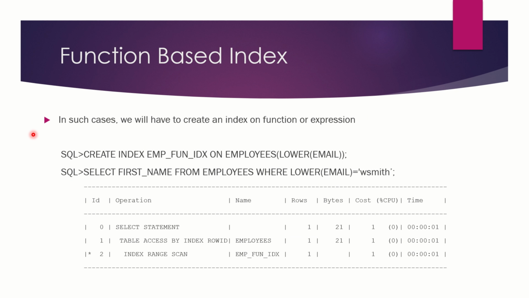So the solution for this is to create a function-based index. In this case, I have created a function-based index on the email column on top of the lower function. For example, create index name, that is emp_function_idx, on table name, that is employees. And when I create an index, I have to mention on which function I'm going to create the function-based index, that is lower of the email column. After creating this function-based index, when I fire the same select query, you can see that the function-based index emp_fun_idx is being utilized and is doing an index range scan.